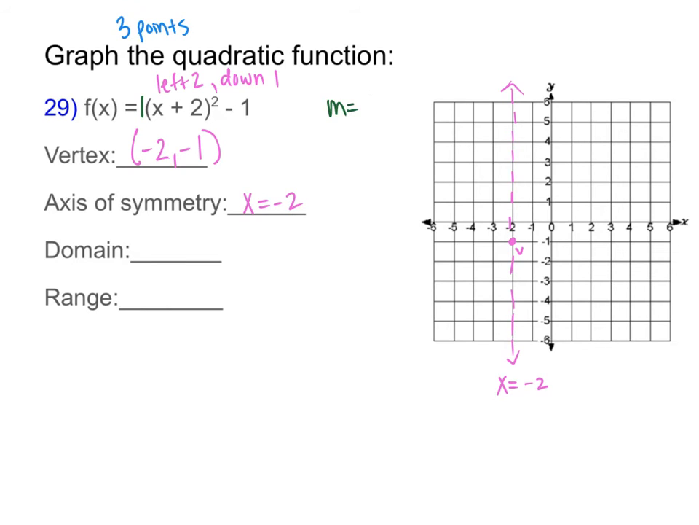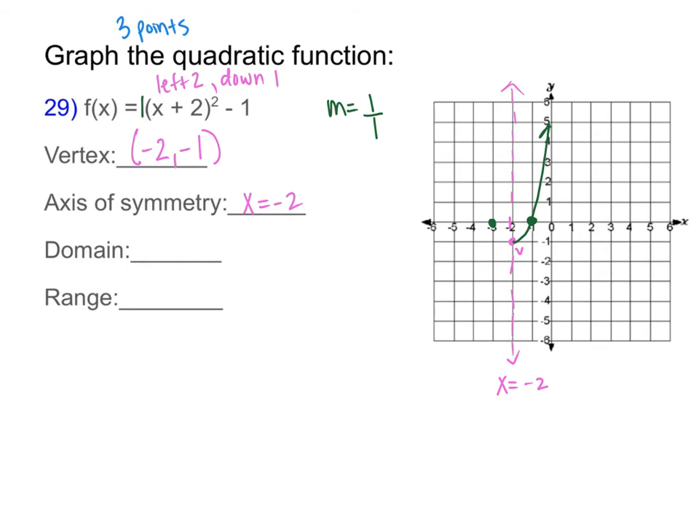So the slope would be 1 over 1. So the number in front of x, in this case 1, you're going to use that as your slope. And from the vertex, you're going to go up 1 over 1 and plot. But you're going to use the axis of symmetry to reflect. So if that point's there, you're going to go up 1 over to the left 1 to reflect to make the same point but on the opposite side.